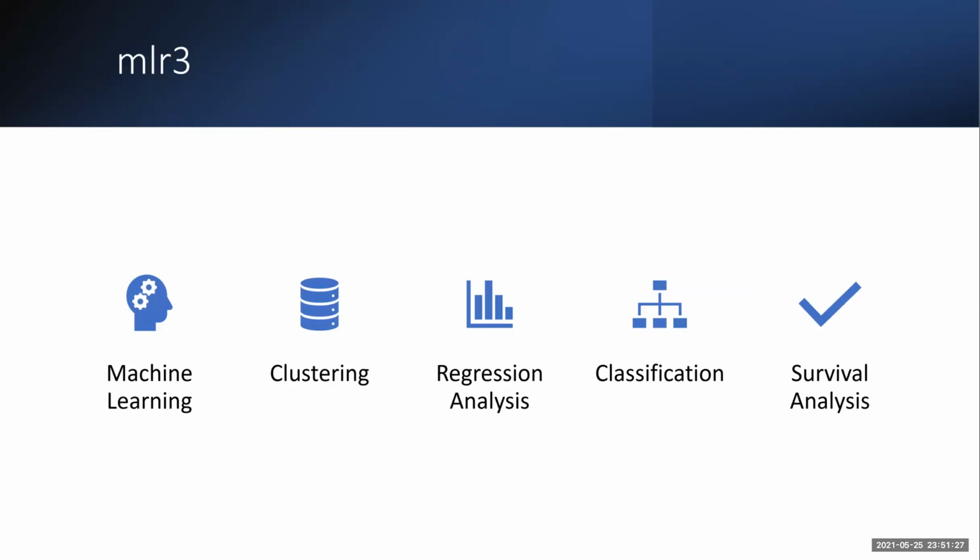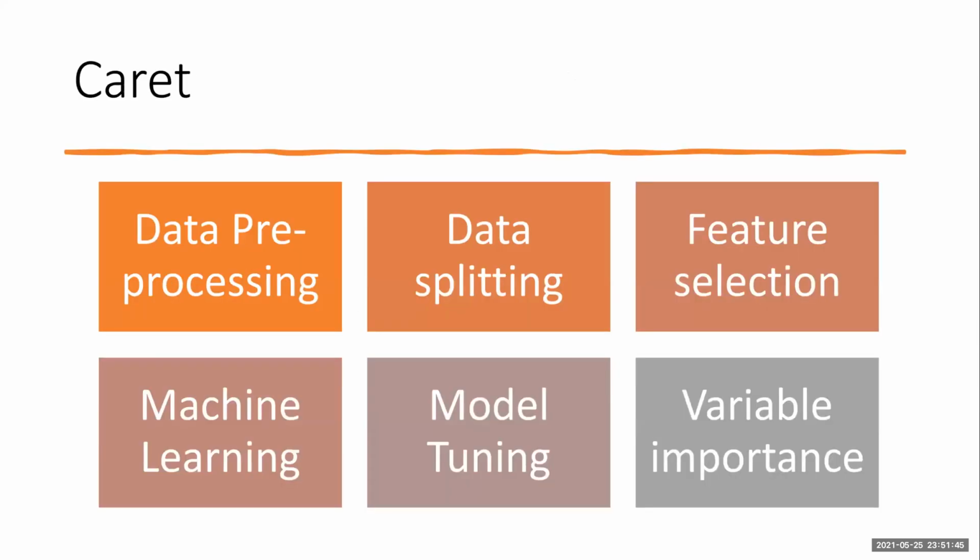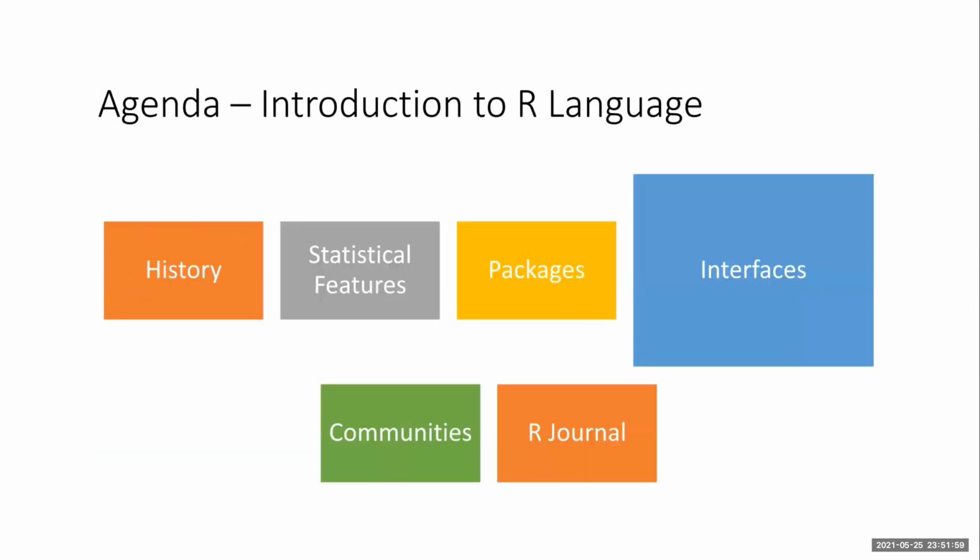MLR3 is a package that can be used for machine learning, clustering, regression analysis, classification, and survival analysis. XGBoost is another package which can ensure faster implementation of different classification, ranking, and regression problems. Caret is a package that can be used for data pre-processing, data splitting, feature selection, machine learning, model tuning, and to find out variable importance.